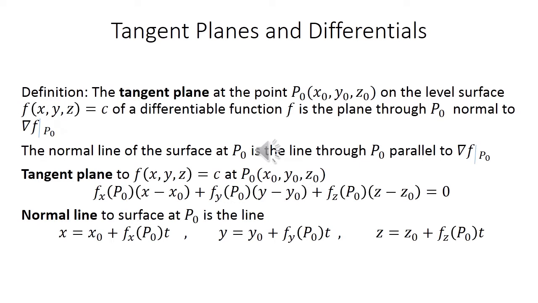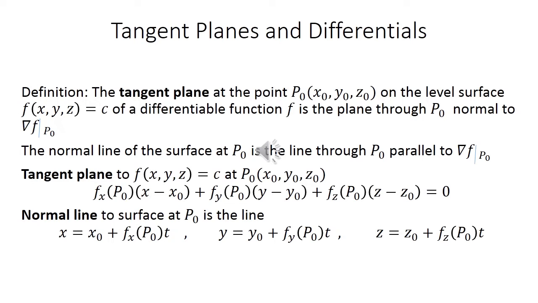Definition: the tangent plane at a point P0 on the level surface f(x, y, z) equals c of a differentiable function f is the plane through point P0 normal to the gradient of f computed at P0. The normal line of the surface at P0 is the line through P0 parallel to the gradient of f computed at P0.